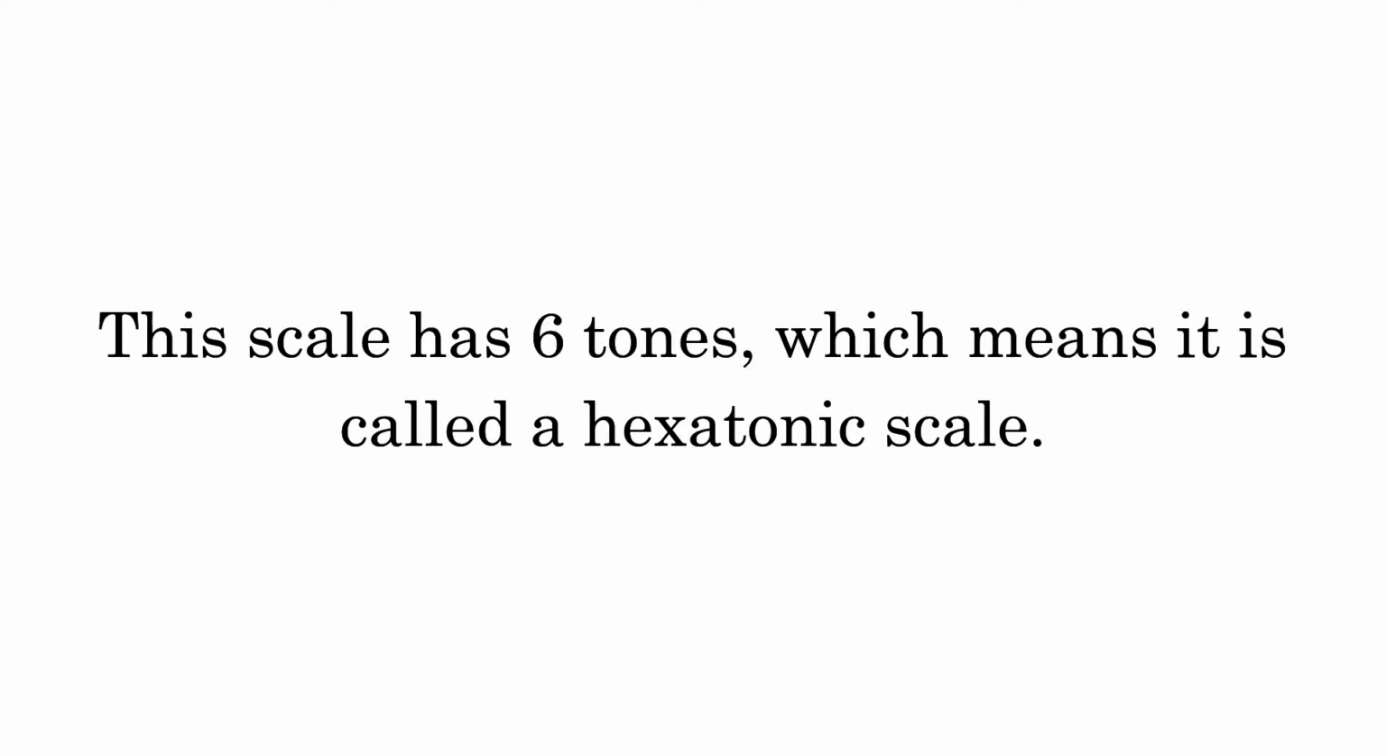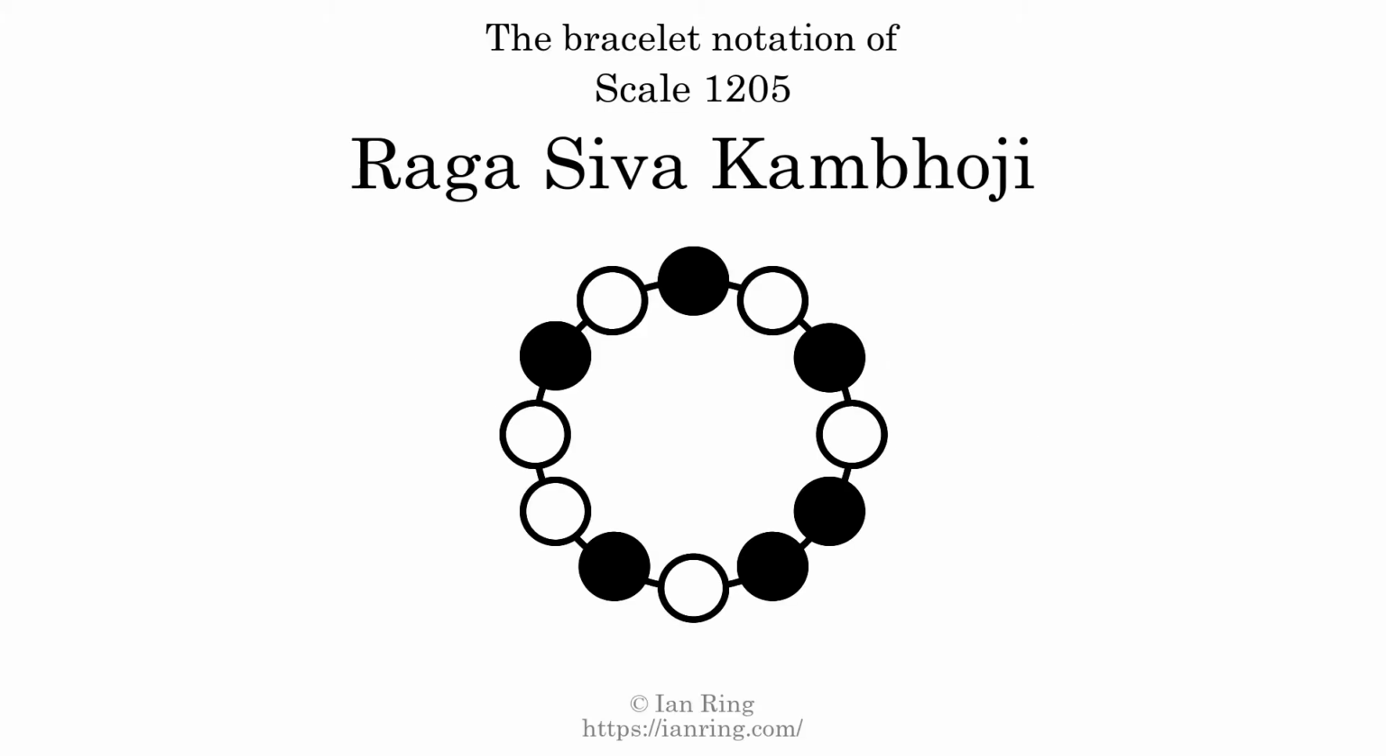This scale has 6 tones, which means it is called a hexatonic scale. This is a bracelet notation diagram of scale 1205. The shaded circles represent tones that appear in the scale, and they are read clockwise, starting at the top.